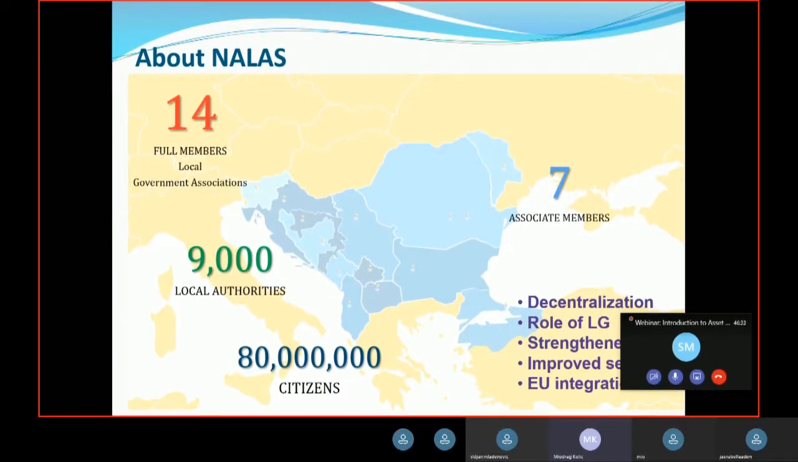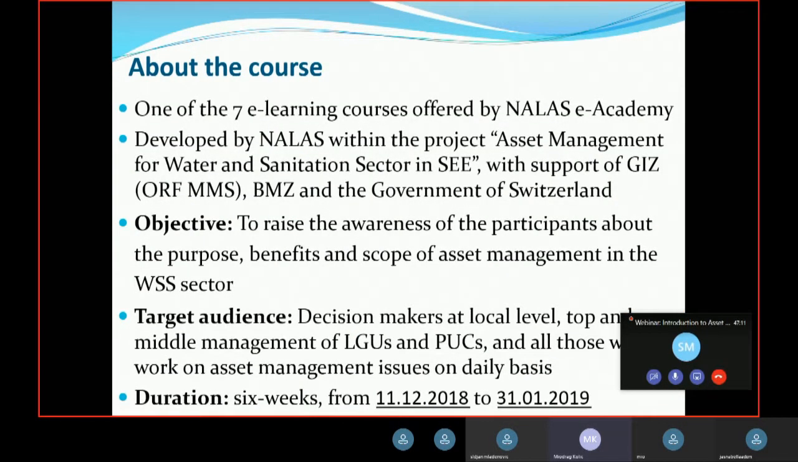NALAS initiates and carries out regional initiatives for its members and helps the associations to become viable representatives of local authorities vis-à-vis central government. NALAS aims to provide services to local governments for the benefit of the citizens in the region. For more information about NALAS and our activities, you can find it on our official website, www.nalas.eu.